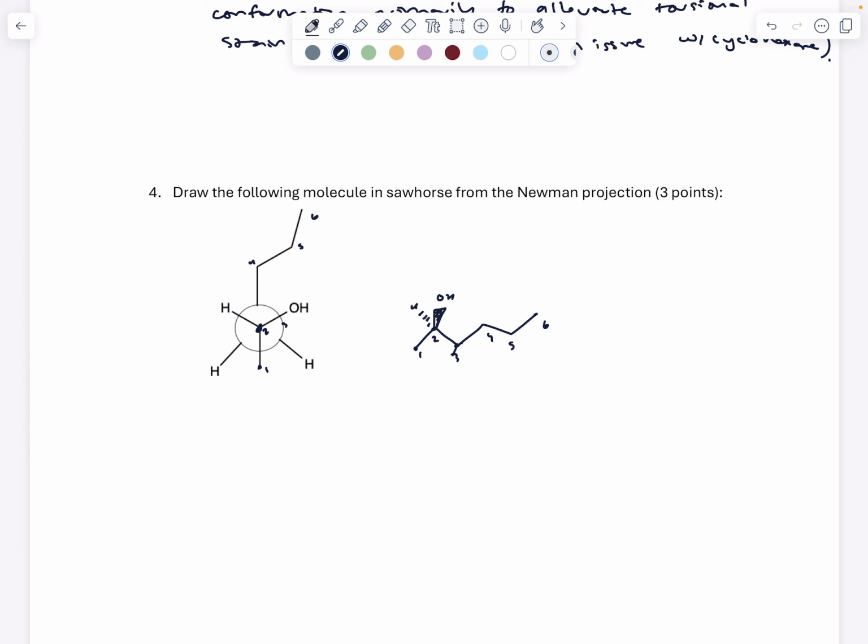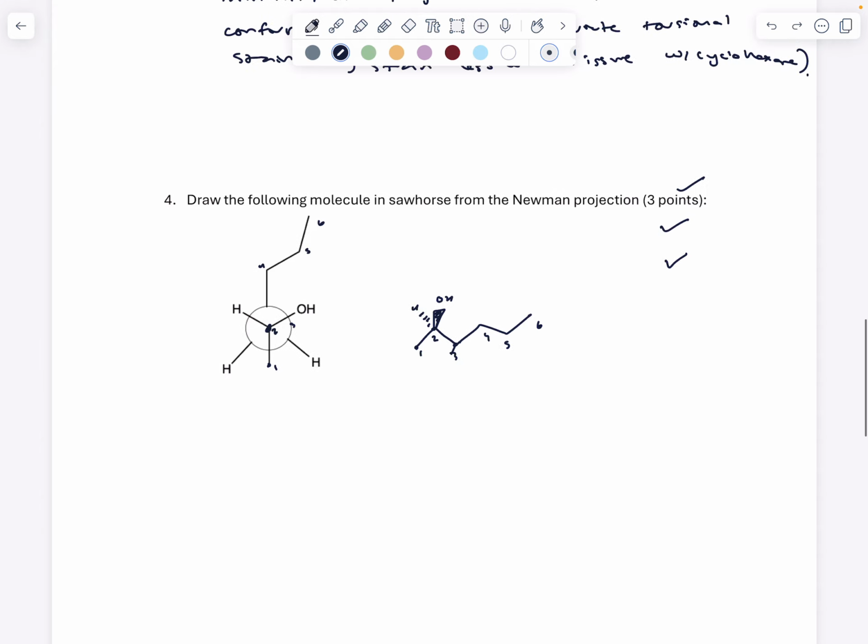So I think what we did was we gave you a point for the parent chain, and we gave you a point for having the alcohol in the right position, and a point for the right configuration. So like the alcohol coming towards you, or if you drew it this way, the alcohol being away from you, whichever way you drew it. So that's what those 3 points came from.